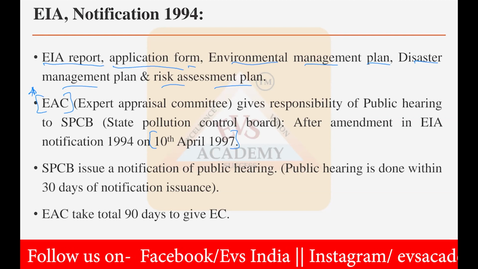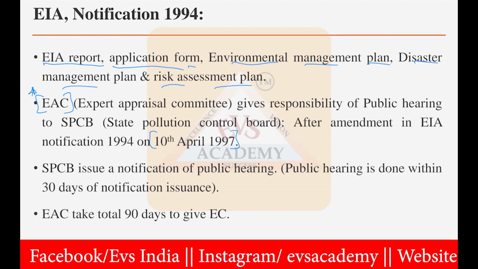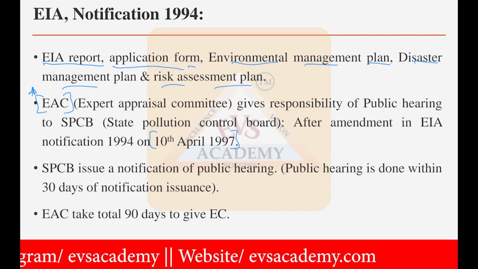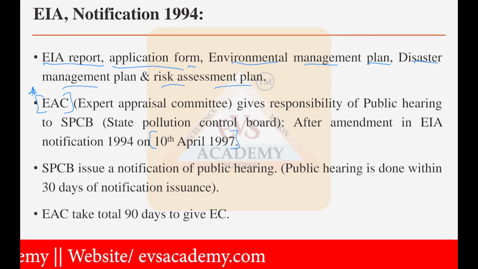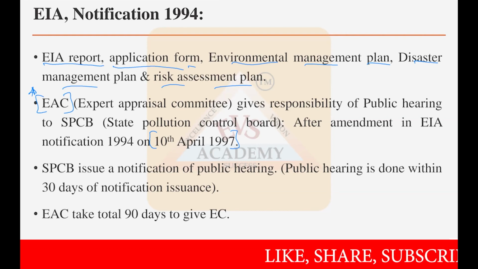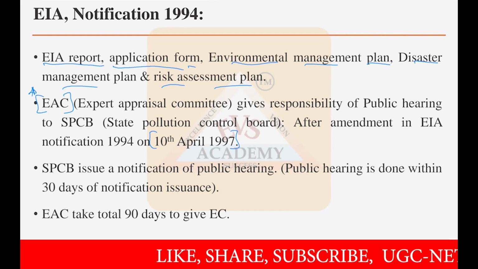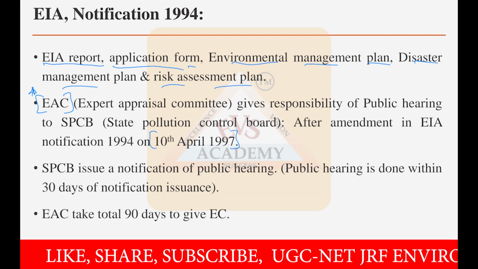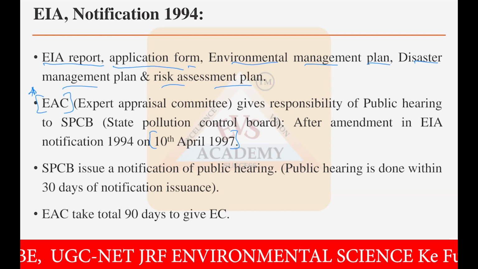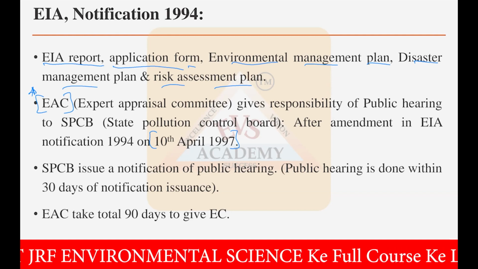So in the public hearing, what will they do? They will arrange a hearing. In the hearing, the people will tell their problems, what they are thinking, and what kind of problems they are going to face from that particular industry. That is done under the public hearing meeting. That public hearing meeting was the responsibility of the EAC under the EIA notification 1994.